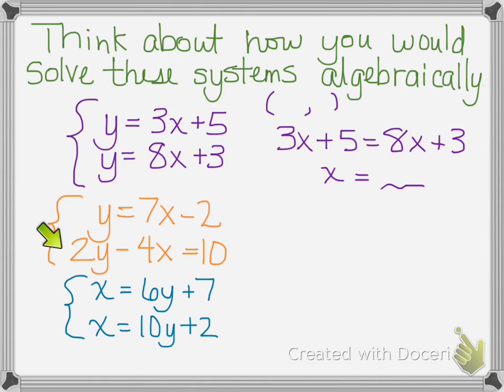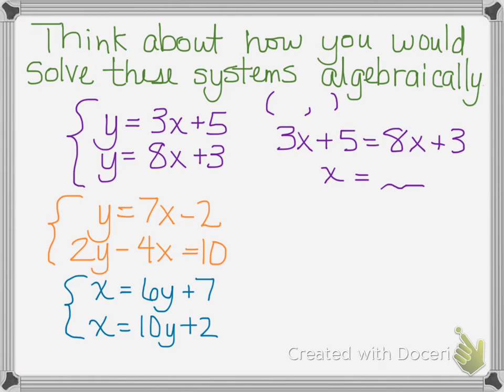Okay, let's look at the second one. The first one says y equals some expression. The second one is 2y minus 4x is equal to 10. Okay, so it's not in the form y equals some expression. So I could do some algebra and put it in that form, or I could do something a little more straightforward, which is to say that since y is equal to 7x minus 2, I can just put that in for y in the second equation and eliminate y by doing that.